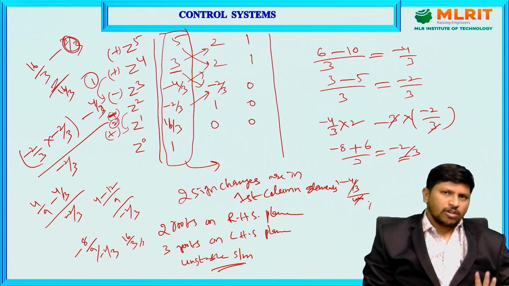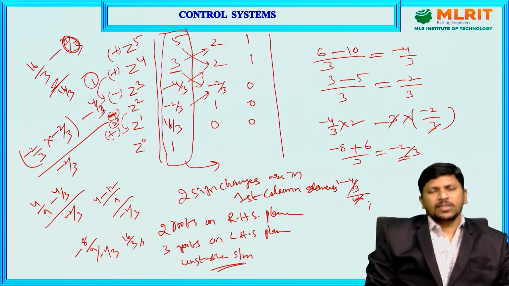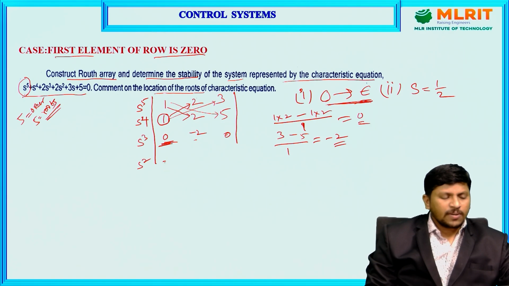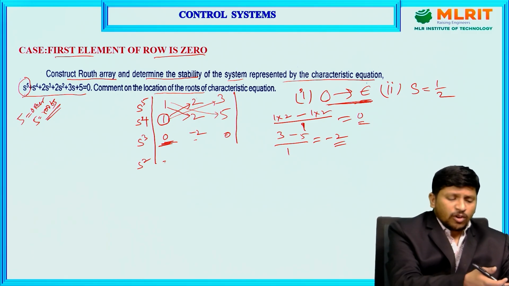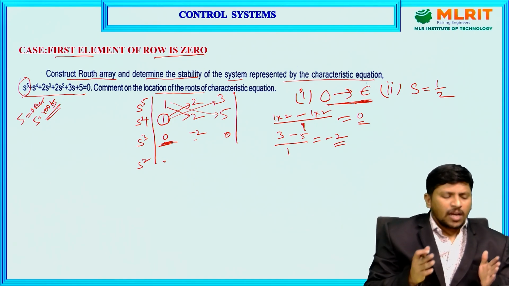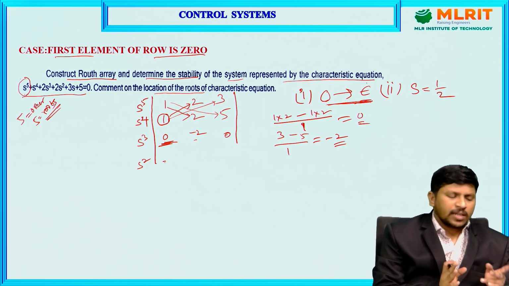We need to follow the two procedures also for the case where the first element of a row is 0. That is the special case of the RH criterion method. We need to follow these procedures to solve RH criterion problems like special cases. That is, the first special case is here: first element of a row is 0. I hope you understand. First what we do, take the characteristic equation, from that arrange the array matrix. What is the order of the given characteristic equation? That order is nothing but the number of roots of that characteristic equation.